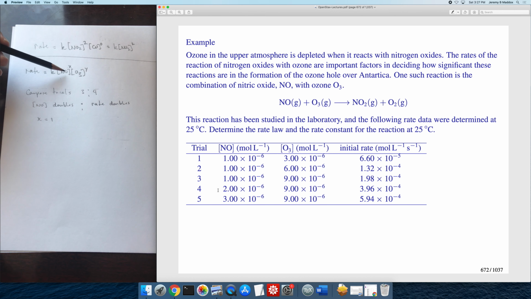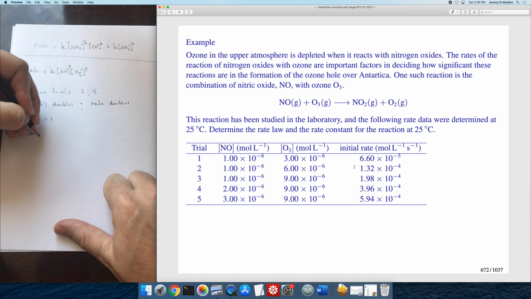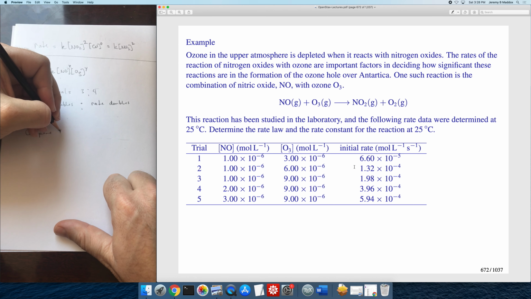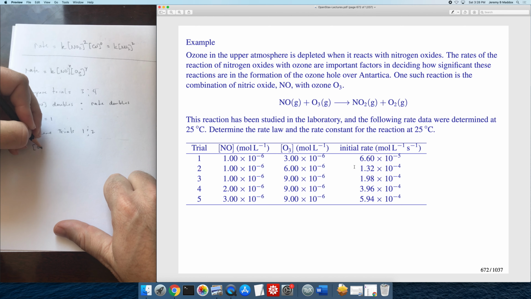So next we want trials where the nitrogen monoxide doesn't change, but the ozone concentration changes. 1 and 2 look good to me. Right? You're nicely doubling the ozone concentration, and the nitrogen monoxide concentration is fixed. So any change in the rate is due to the change in the ozone concentration. So we're going to compare trials 1 and 2. We see that the ozone concentration doubles.